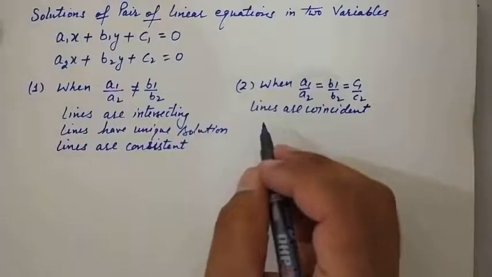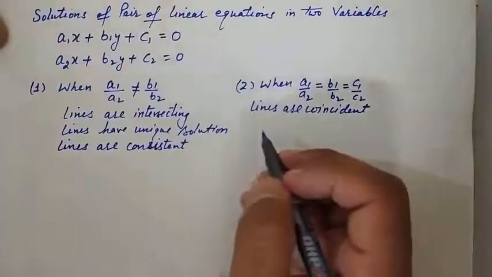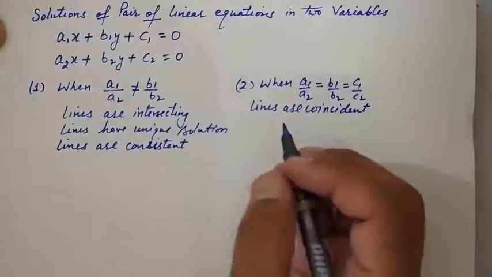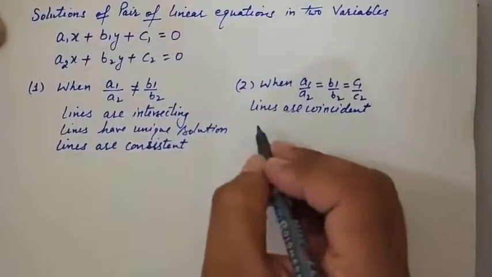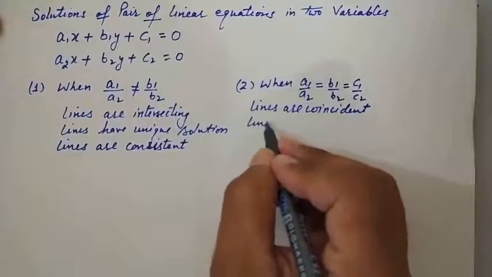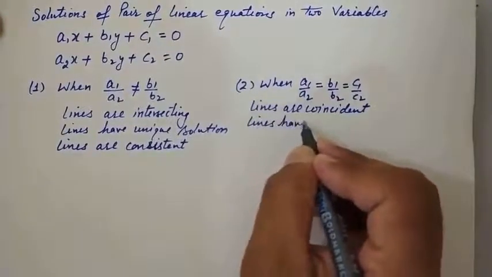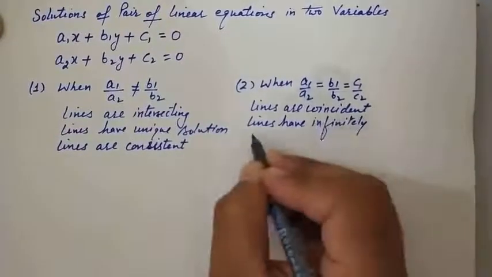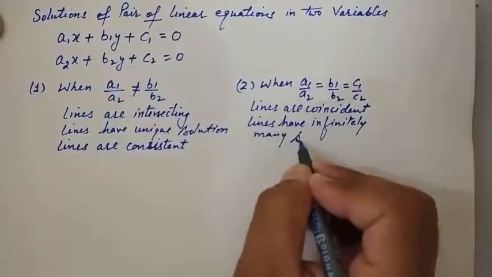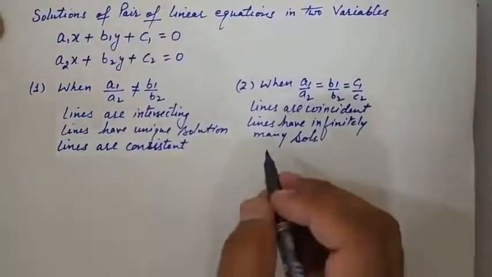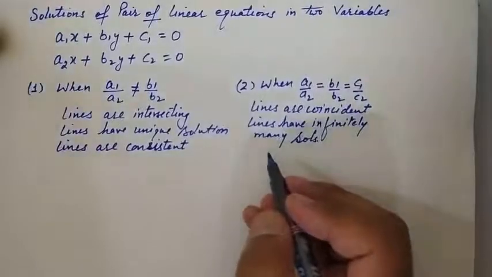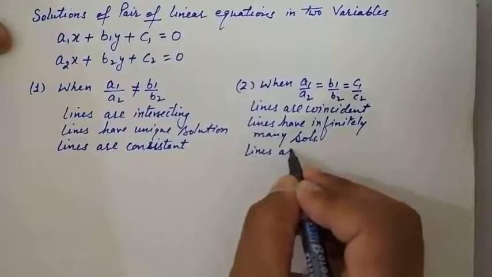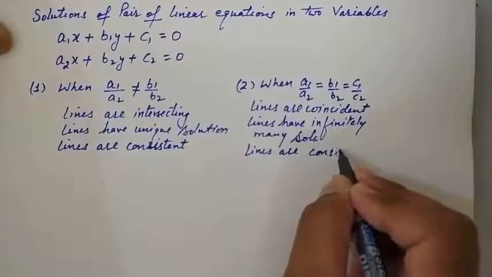It has many solutions, because when the lines are coincident, these two lines have infinitely many common points, so there are infinitely many solutions. So lines have infinitely many solutions, and this pair of lines is also called consistent. So we say that lines are consistent.